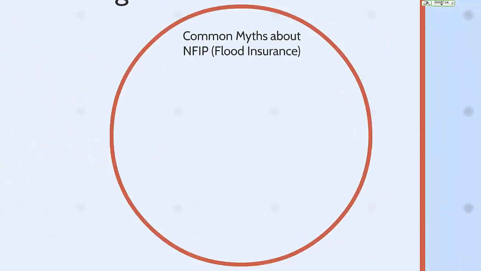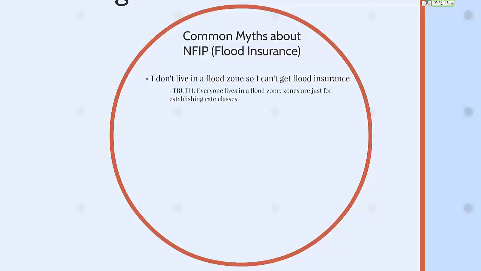Let's look at some common myths about NFIP, or flood insurance. Some people believe that they don't live in a flood zone, so therefore they cannot get flood insurance. The truth is that everyone lives in a flood zone. Zones have just been established for establishing rate classes. It is the case that if the community you live in does not participate in NFIP, you may not be able to get flood insurance.